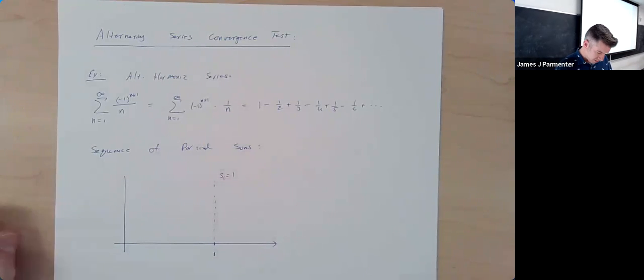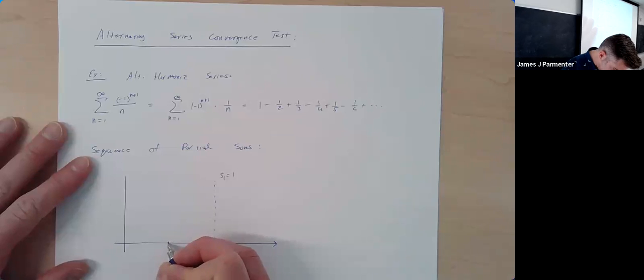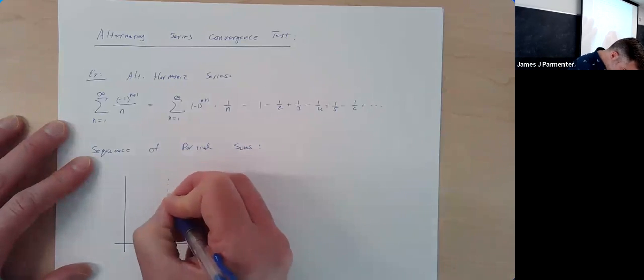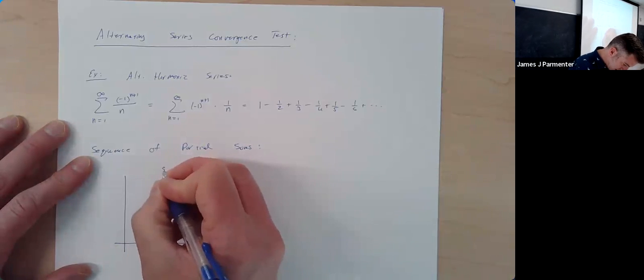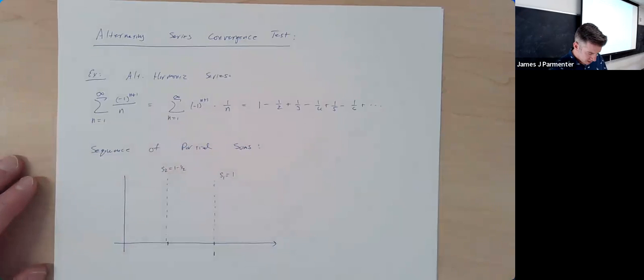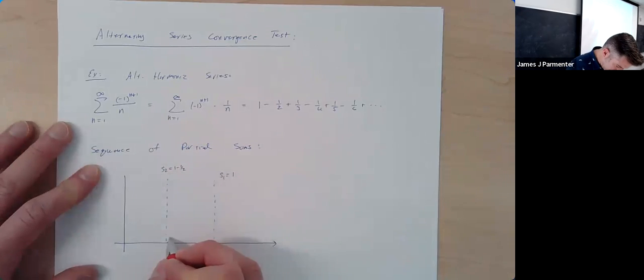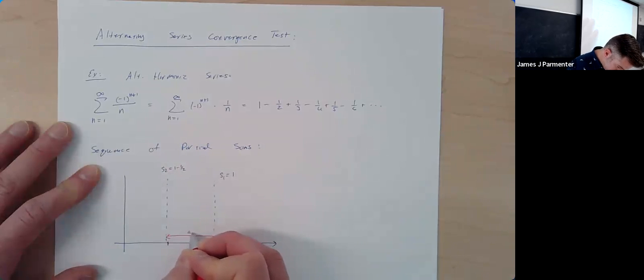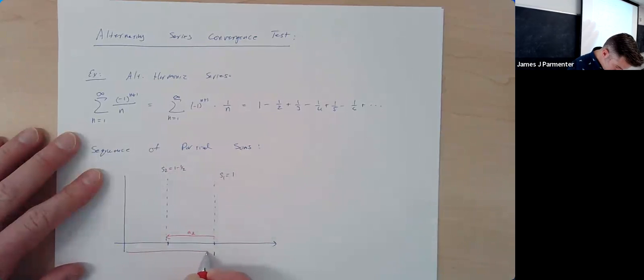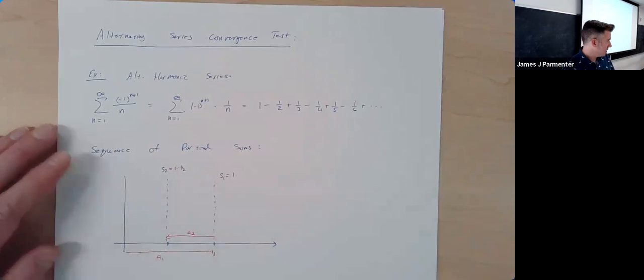S2 is 1 minus 1/2. So I'm going to subtract 1/2. I'm going to go, okay. So here I should write, here's S2 equal to 1 minus 1/2. And I will point out, to get from there to there, we just subtracted off A sub 2. Right? So first, we did A sub 1, and we subtracted off A sub 2.